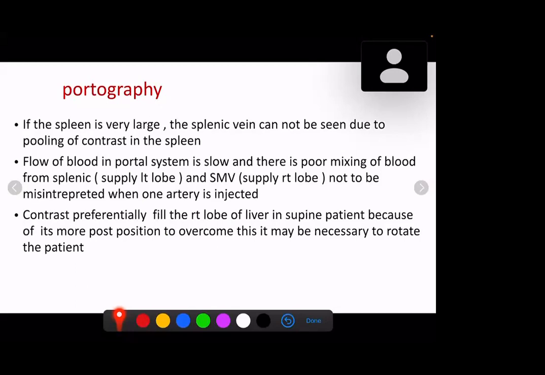And the flow of the blood in the portal system is usually slow. And there is poor mixing of the blood from the splenic vein, which usually supplies the left lobe, and the superior mesenteric vein, which usually supplies the right lobe. So this should not be misinterpreted when only one artery is injected. Contrast preferentially fills the right lobe of the liver in a supine patient because of its more posterior position. And to overcome this, it may be necessary to rotate the patient.